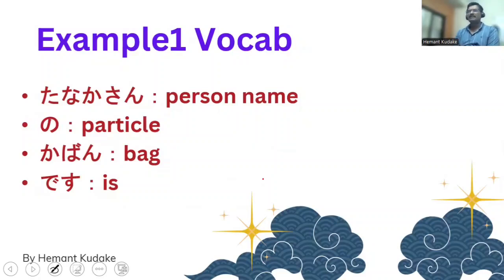Before learning, we will first understand the vocabulary. Suppose Tanaka-san, here I take Tanaka-san as a first name. Tanaka-san is the name of a person. Second is particle no. If particle no connects two nouns, in Hindi it is used as का की के. In Marathi, the meaning of particle no is चाचे. Kaban is a bag. So let's move to the next.